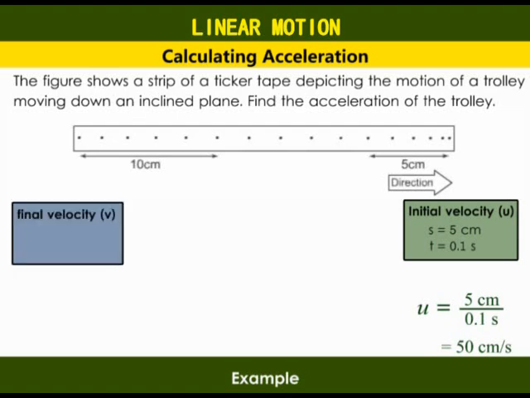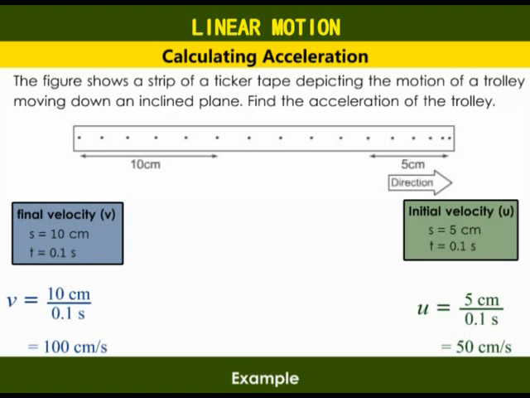At the other end of the motion, the trolley took 5 ticks to move 10 centimeters. So displacement is 10 centimeters, and time is 5 times 0.02, which is 0.1 seconds. And that means v is equal to 10 centimeters over 0.1, giving us 100 centimeters per second.